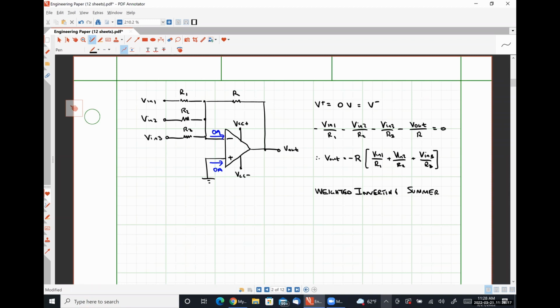I'm trying to think of an application that would use the weighted inverting summer. One isn't jumping out at the top of my head right now, but let's talk very briefly about a non-weighted, or just inverting, sum. If R1, R2, and R3 are all equal, that means each individual input signal is getting scaled by the same factor. That type of configuration is actually used a lot.